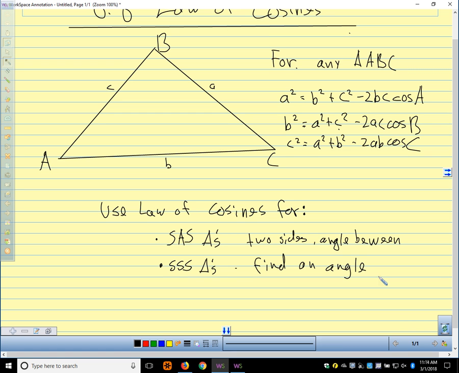All right, so what I want to do is just go through an example of using law of cosines for a side angle side triangle and for a side side side triangle. And as I go through the examples, I'll point out where students sometimes make mistakes with law of cosines.